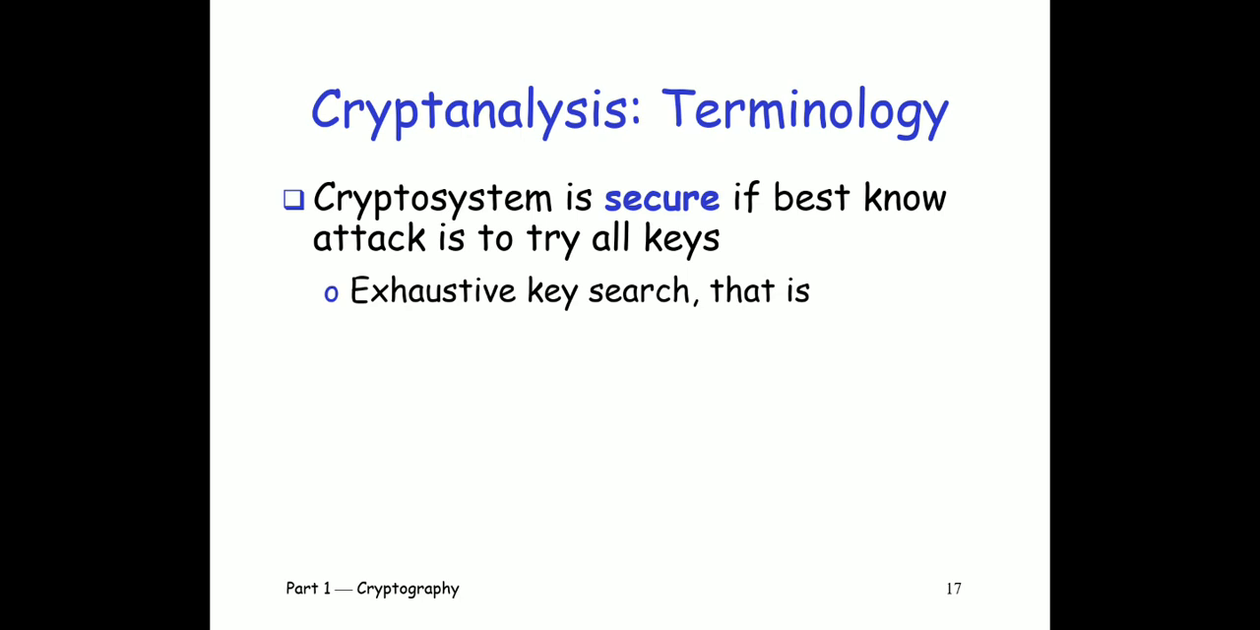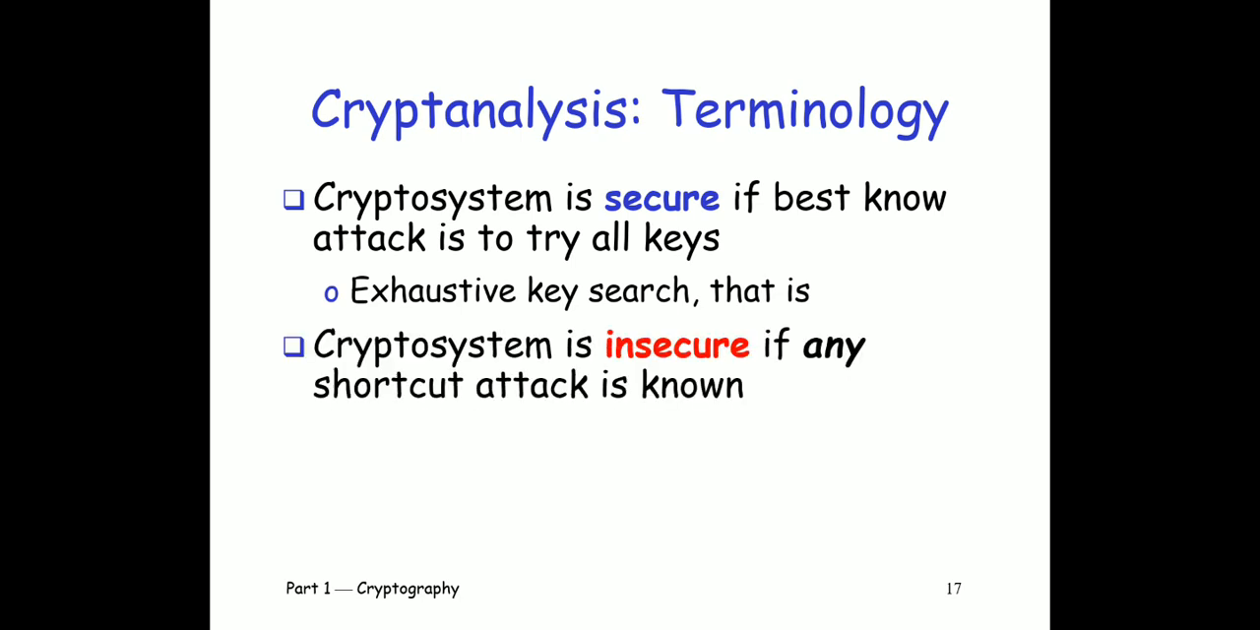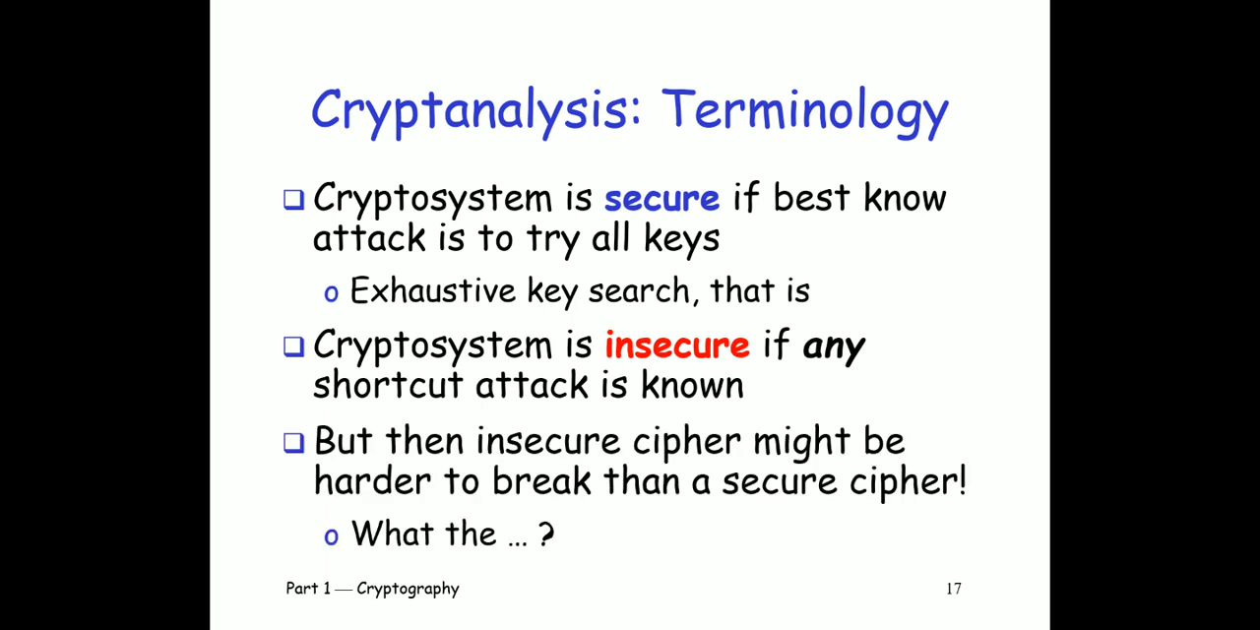Let us move on to some more terminologies here. A crypto system is said to be secure if the best known attack is to try all the keys, that is, the exhaustive key search, right? And a crypto system is insecure if any shortcut attack is known, right? But then an insecure cipher might be harder to break than a secure cipher.